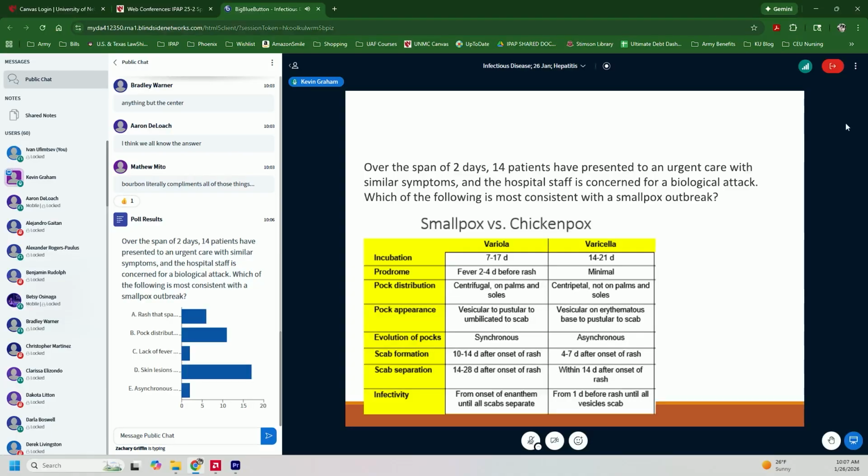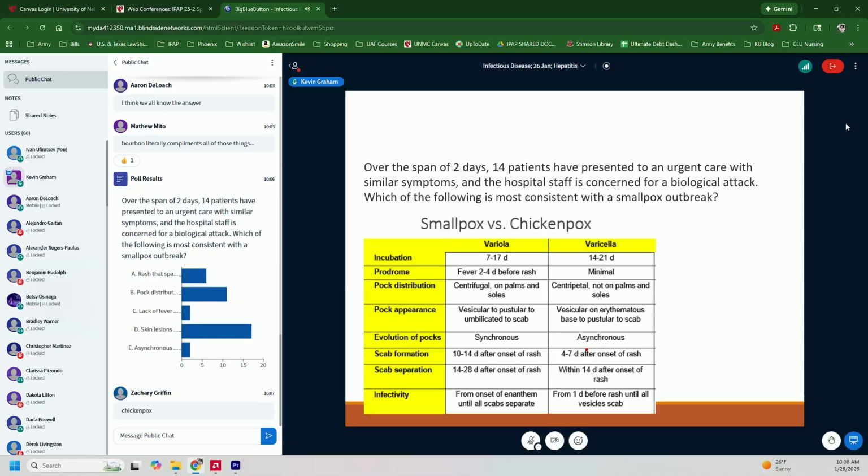So when we did our smallpox lecture, we threw this stage up. Variola is the smallpox, right? And there is a fever. The lesions tend to be more centrifugal. They are synchronous in distribution, whereas varicella or chickenpox has minimal, if any, viremia or fever in the prodrome, is more centripetal or center of the body, and can be asynchronous, meaning you have pox at different levels of development. And so that's an example of how we can start to differentiate smallpox versus chickenpox. Good job.